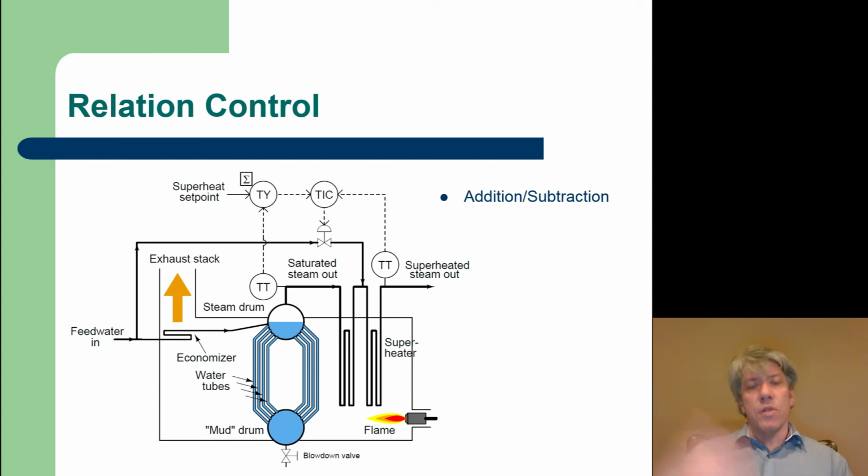So this is an addition or subtraction type of device, the TY element. And what it does is it simply adds a certain amount to the temperature as the set point for the temperature indicating controller. And this is relation control, not ratio. Ratio suggests that you're multiplying or dividing. This is addition or subtraction, could be.